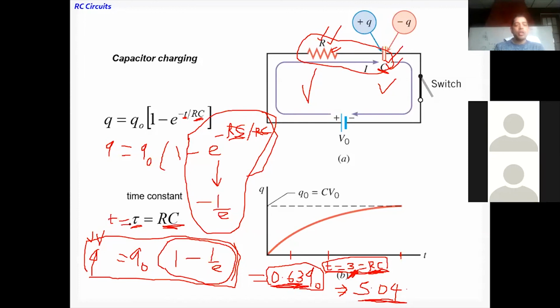T equals tau. So when your time is equal to RC, in this case T equals 3, now you don't call it T, you call it tau. At that point, your T is tau. Oh, okay. That is called time constant. Tau means time constant. Does it make sense? Yes. Good.